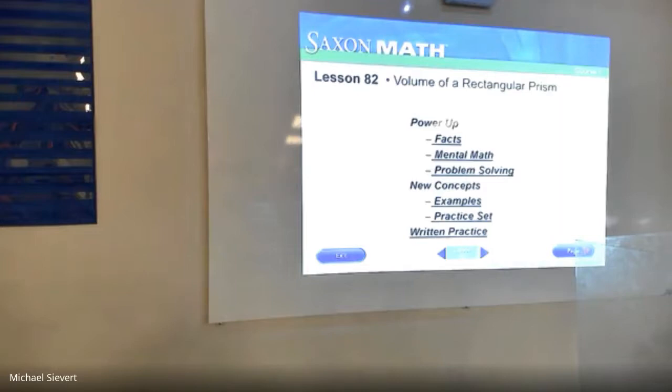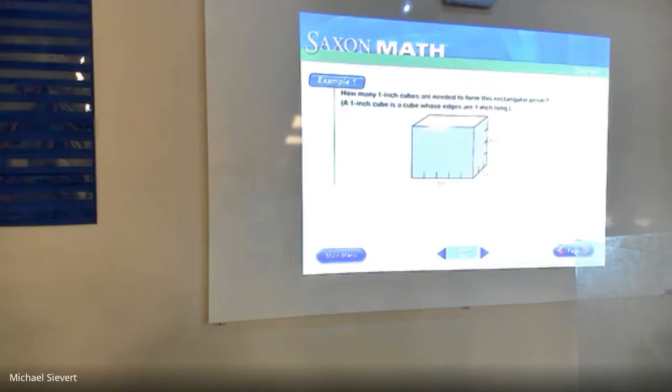Do example one. Yes, Reese. Isn't a prism a shape? A prism is a three-dimensional shape, just like the one on the board. Question: did you say what's a rectangular shape? I said, why is it a rectangular shape?